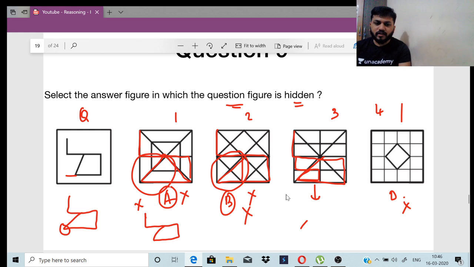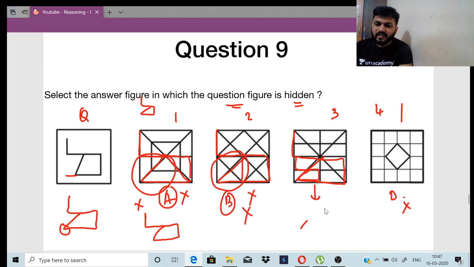Both the parts are got. But in A only one part is got. In A there is only one part. In C there are two parts. So we are going for the more predominant option, the more correct option, which is C. Okay.